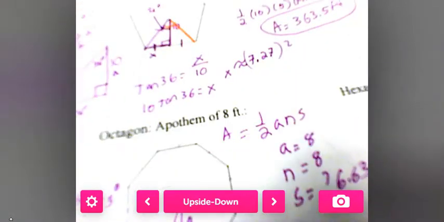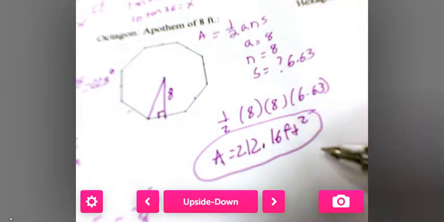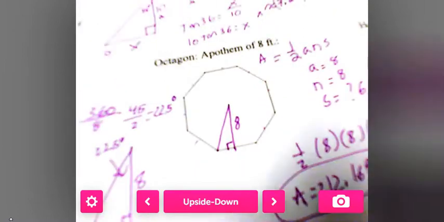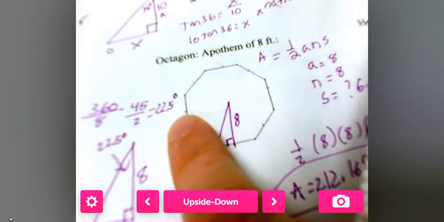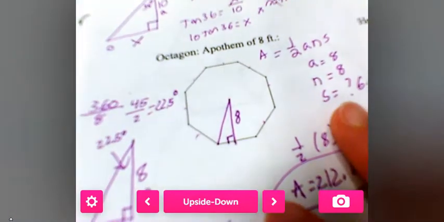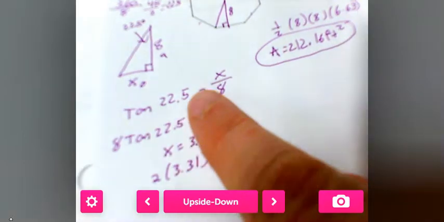Okay. Our answer should be 212.16 feet squared. Want me to go over? Okay. So we took 360 divided by 8. That gave us 45. 45 divided by 2 gave me 22.5, right? So then I set up my triangle. We've got 22.5. The adjacent is H, the opposite is X, so I use tan. So tan of 22.5 equals X over 8.